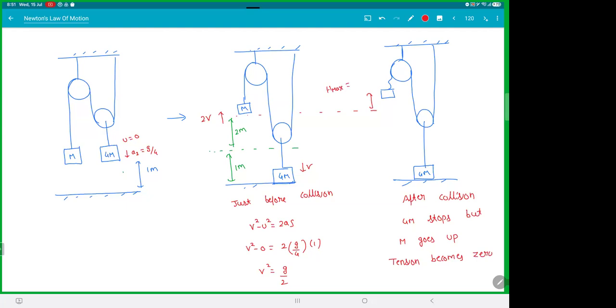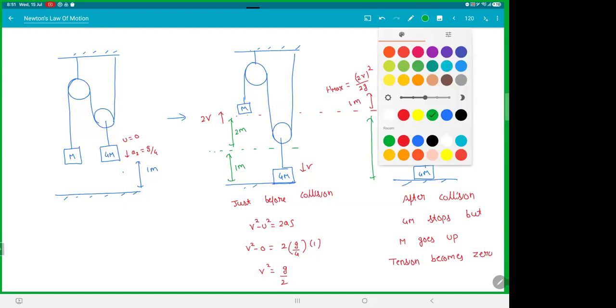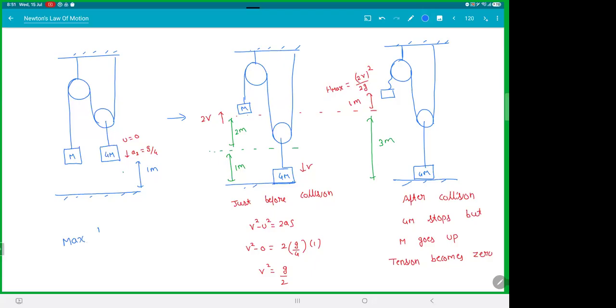How much is that speed? That will be 2v whole square by g. There. So v square is 5. So that would be how much? 4 by 2g into 5. That is 5, 4, 21 meter. So total, it went up 3 meters. So maximum height is 4 meters from the ground level.